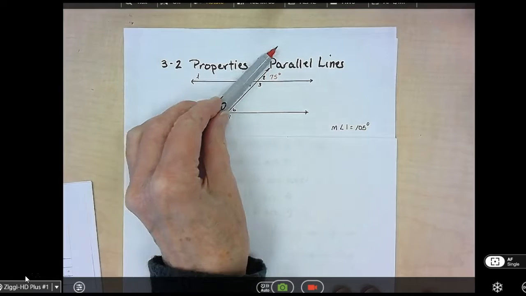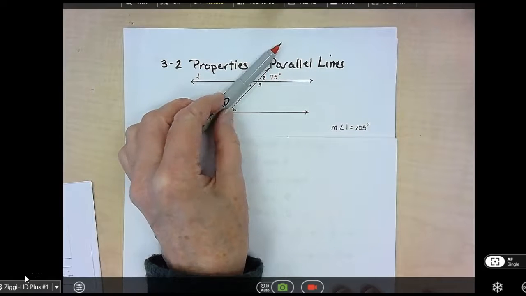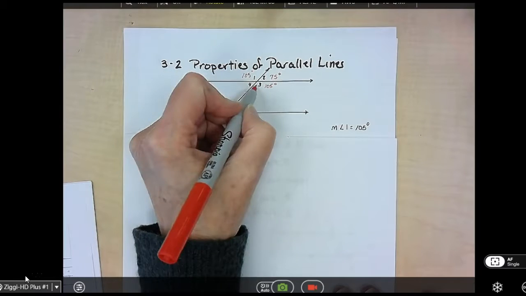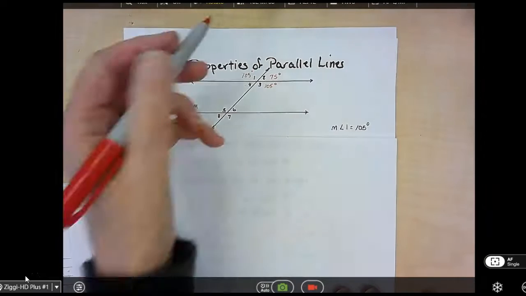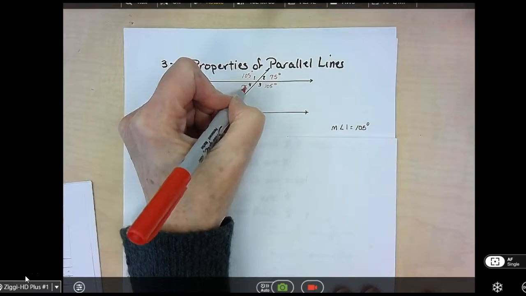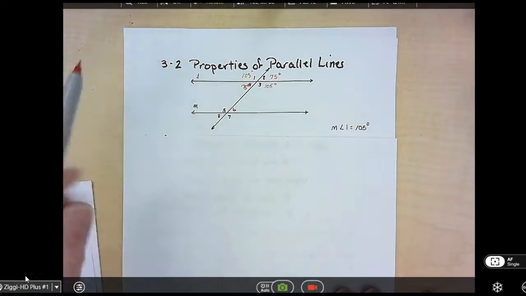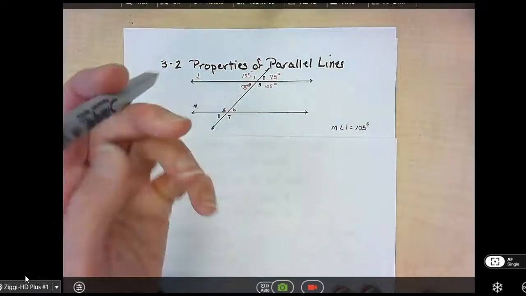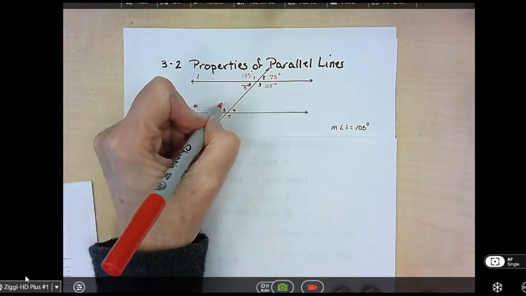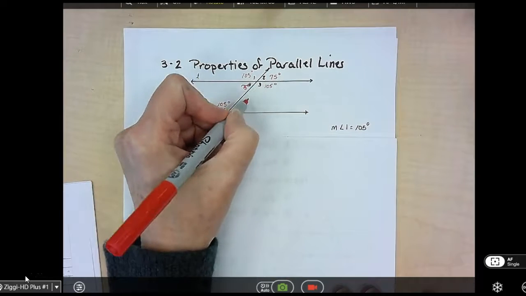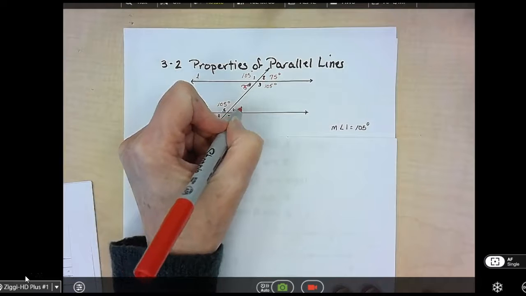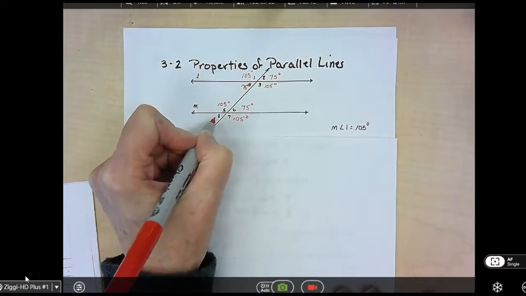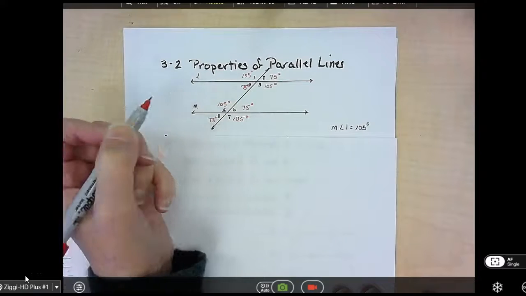And then if I look at 2 and 3, they're a linear pair. So that makes 3 105 degrees. And then angle 4, again, would be 75 degrees. So if I was to take this line and those angles and slide them down here to angle 5, this would be 105 degrees. Slide down, angle 6 would be 75 degrees. Angle 7 back to the 105 degrees. And angle 8, 75 degrees.